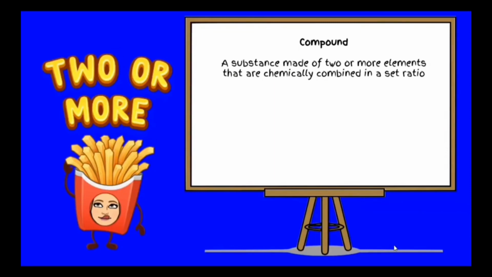Now let's move on to compounds. When a molecule contains more than one element, it is called a compound. A compound is a substance made of 2 or more elements that are chemically combined in a set ratio.